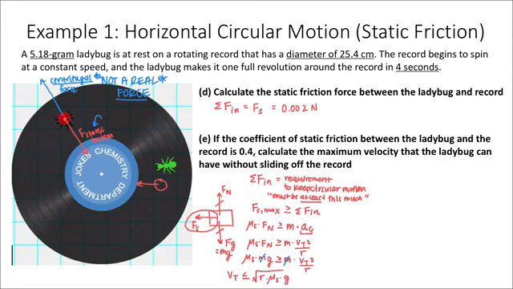Right. And so what I see here is that any velocity less than or equal to this expression will keep the ladybug on the record. And so the maximum velocity would be when, obviously, they're equal to each other, right? When the velocity is that square root of the radius times the coefficient of friction times g. And so I won't do the calculation here, but you can please finish this calculation in your notes to calculate this velocity.